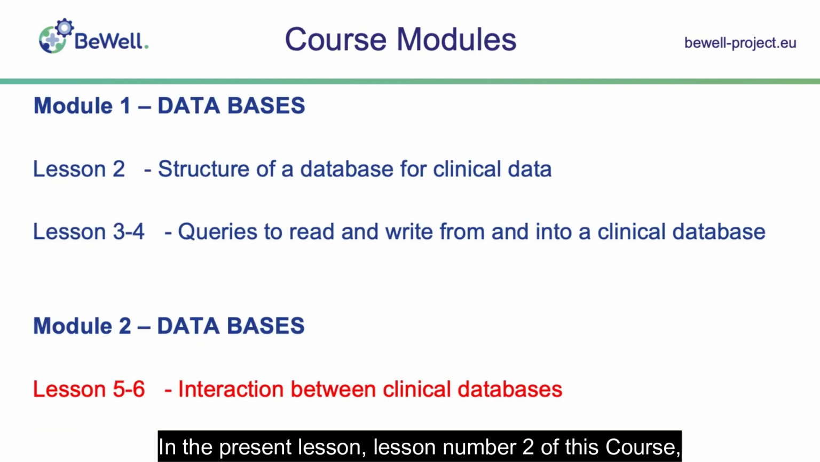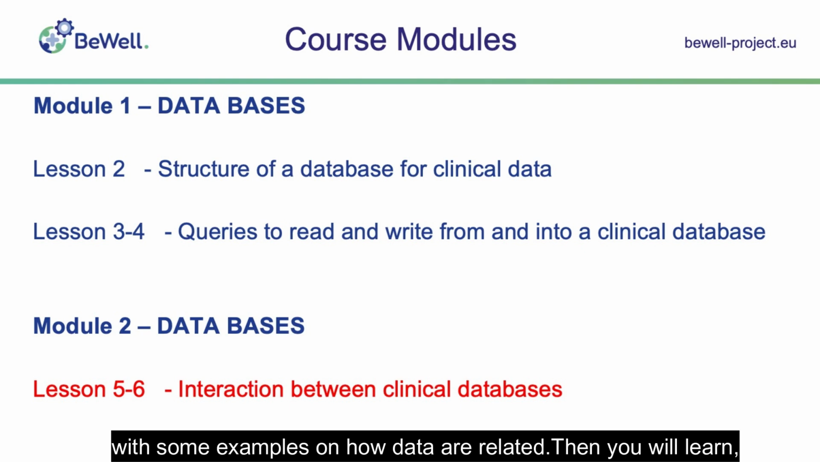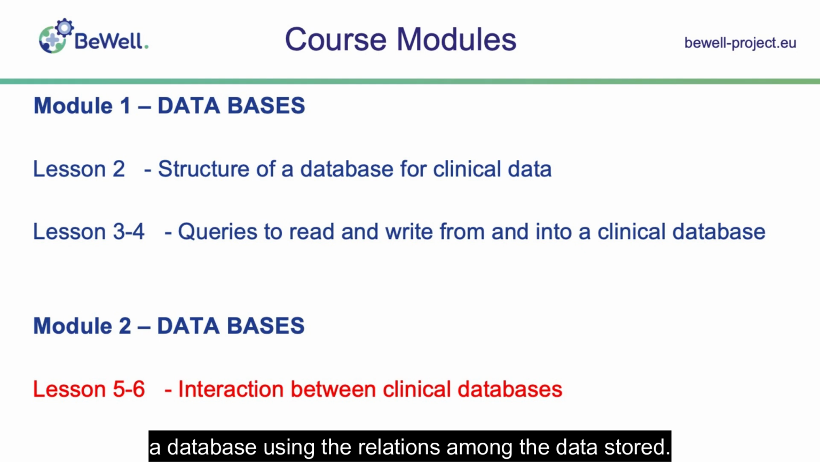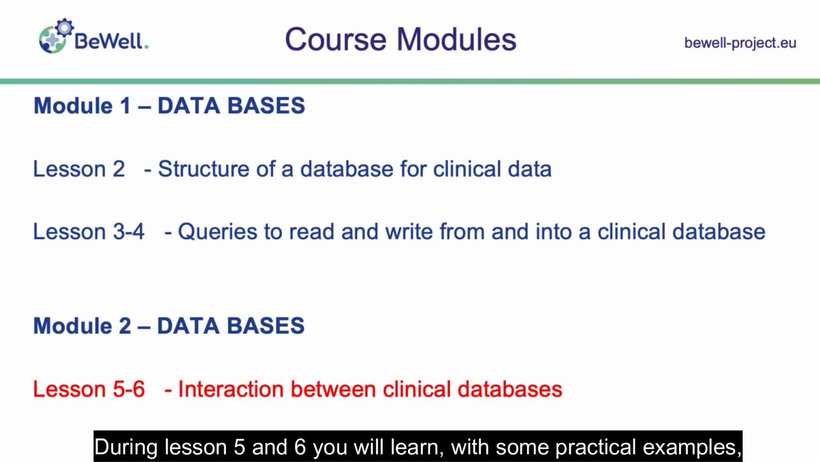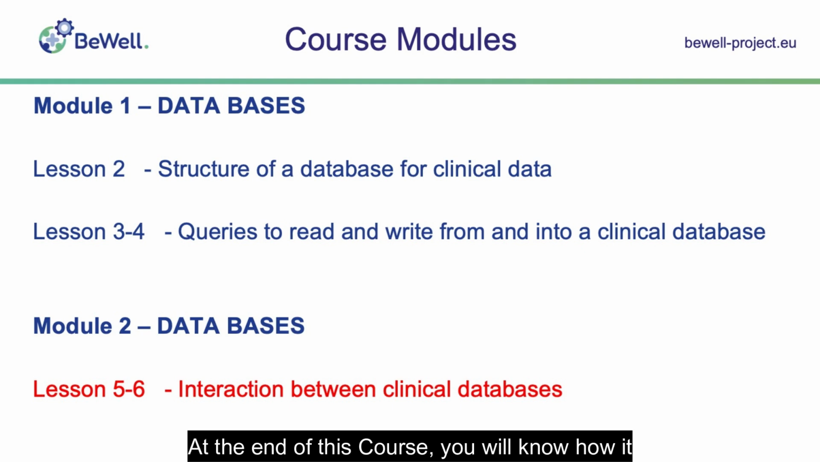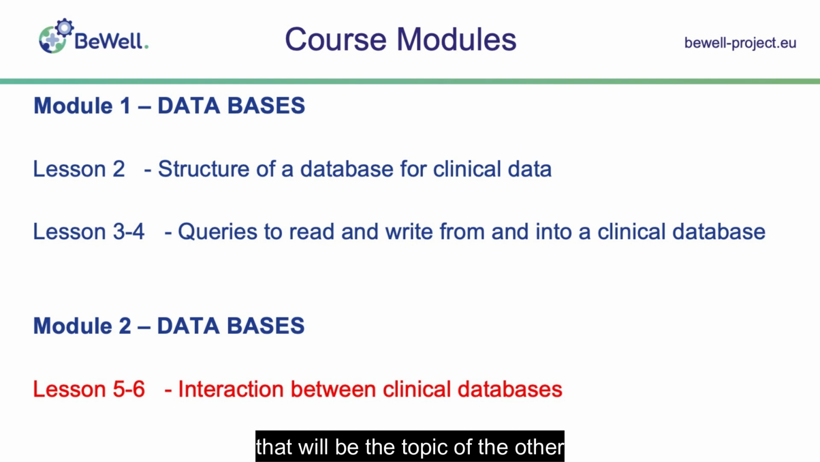In the present lesson, lesson number 2 of this course, you will learn how a clinical database is structured, with some examples on how data are related. Then you will learn in lessons 3 and 4 how we can select data in a database using the relations among the data stored. During lessons 5 and 6, you will learn with some practical examples how to inspect data and how to export them for further analysis. At the end of this course, you will know how it is possible to use a clinical database for data retrieval and analysis. That will be the topic of the other courses of this package in data analytics.